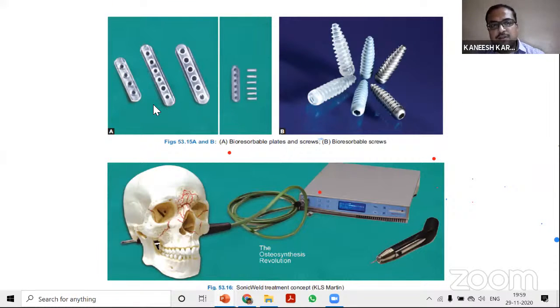These are bioresorbable plates. Okay. In a pediatric patient, we can use bioresorbable plates. This will resorb over a period of time. These are bioresorbable screws.